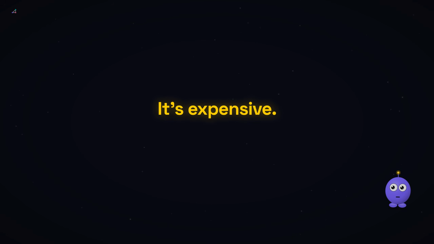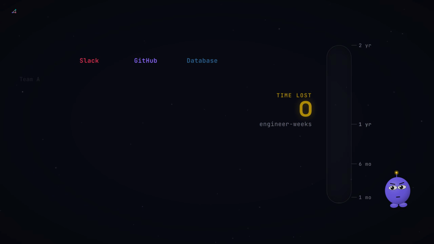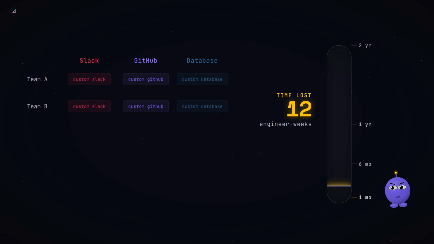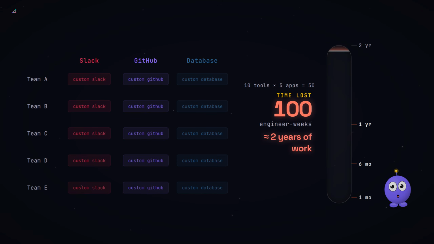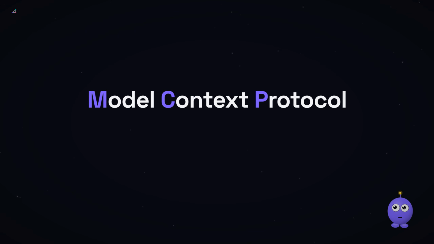This isn't just ugly, it's expensive. Every AI product team rebuilds the same integration patterns. Slack connector? Built it. GitHub connector? Built that too. Database access? Another custom wrapper. And every other team building an AI app does the exact same thing. 10 tools, 5 AI apps, that's 50 separate integrations to build and maintain. It doesn't scale. This is where MCP comes in.